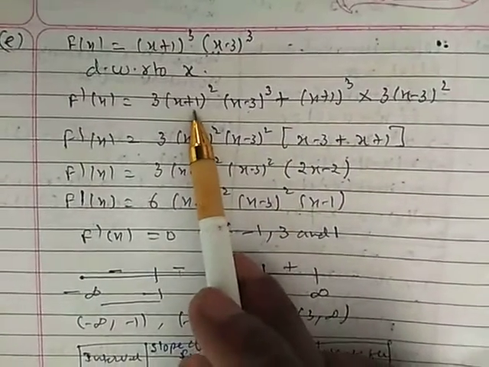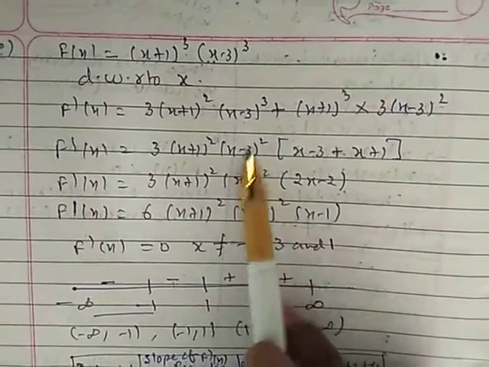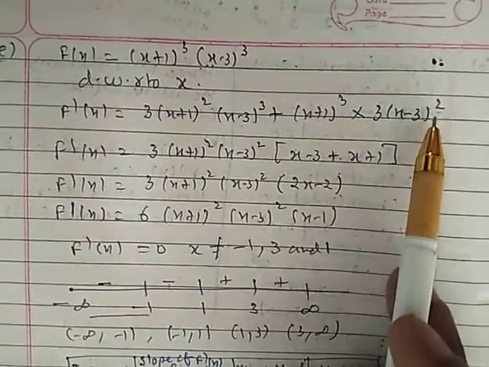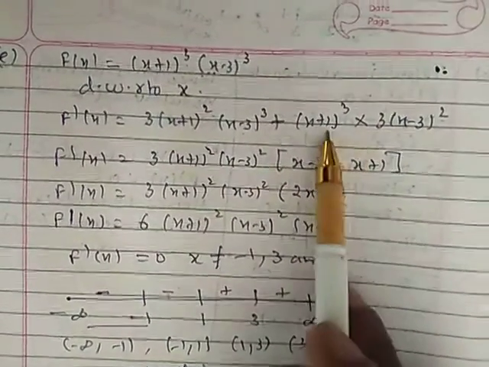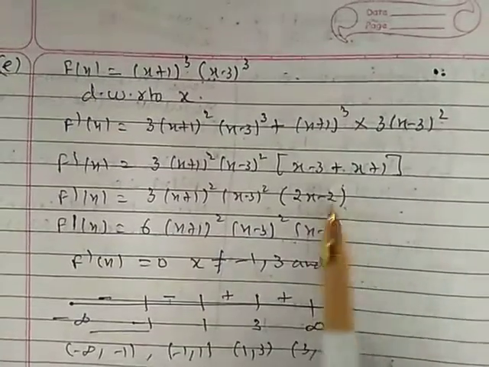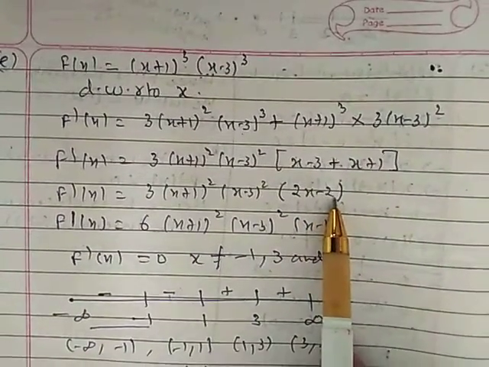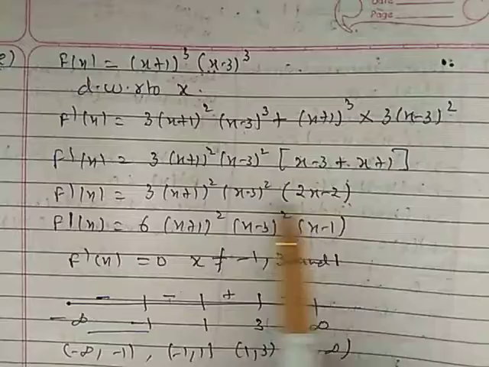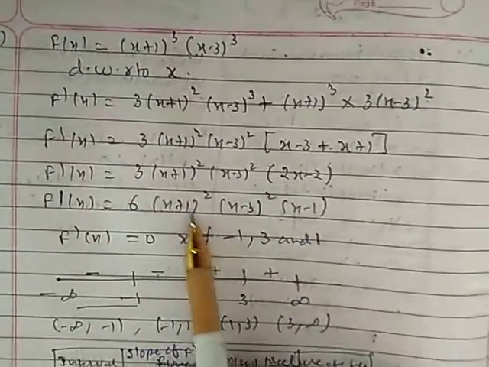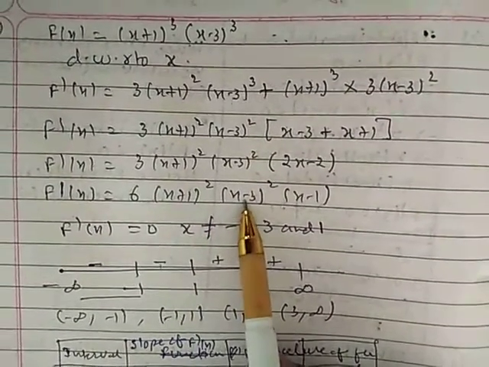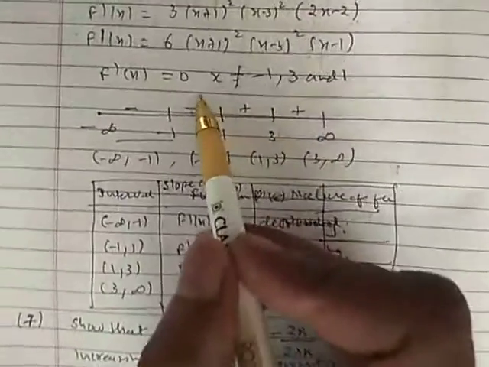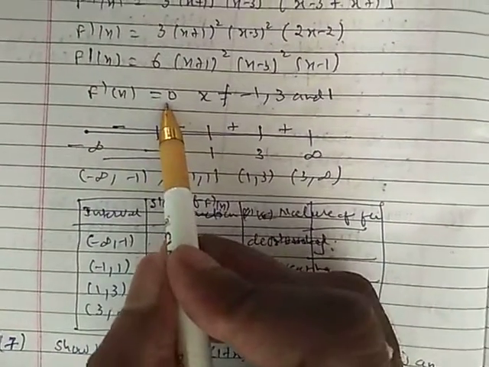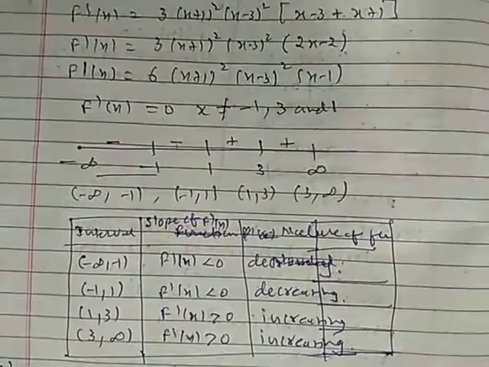If you take it common, (x plus 1) whole square and (x minus 3) raised to 2. Then inside the bracket we'll get (x minus 3) plus 3 times (x plus 1). If you simplify, you will get 2x minus 2. If you take 2 common, it will be multiplied here: 6(x plus 1) whole square (x minus 3) whole square (x minus 1). Where does it become 0? f dash x is equal to 0. It is a strictly increasing and decreasing function.